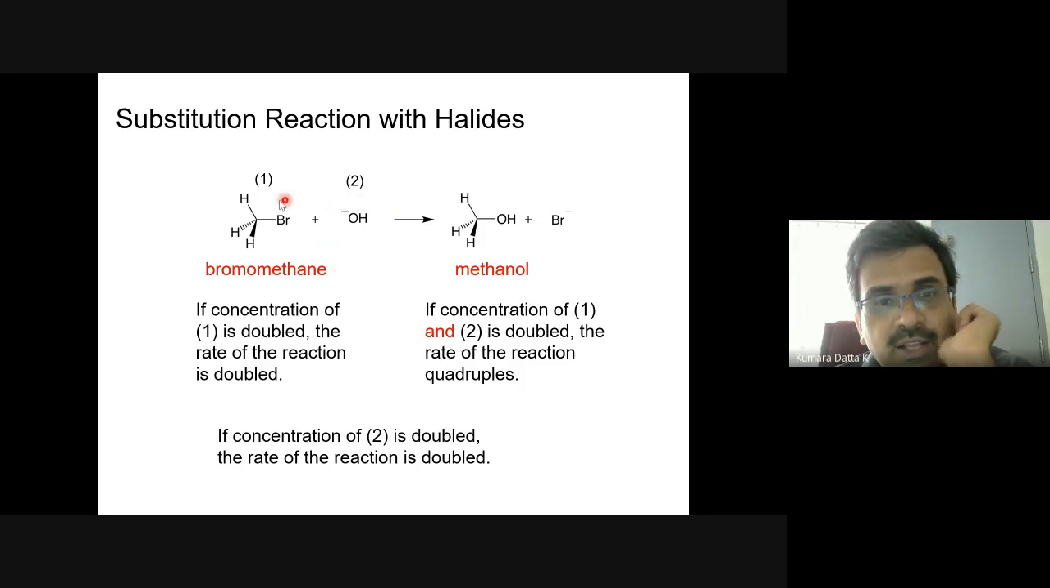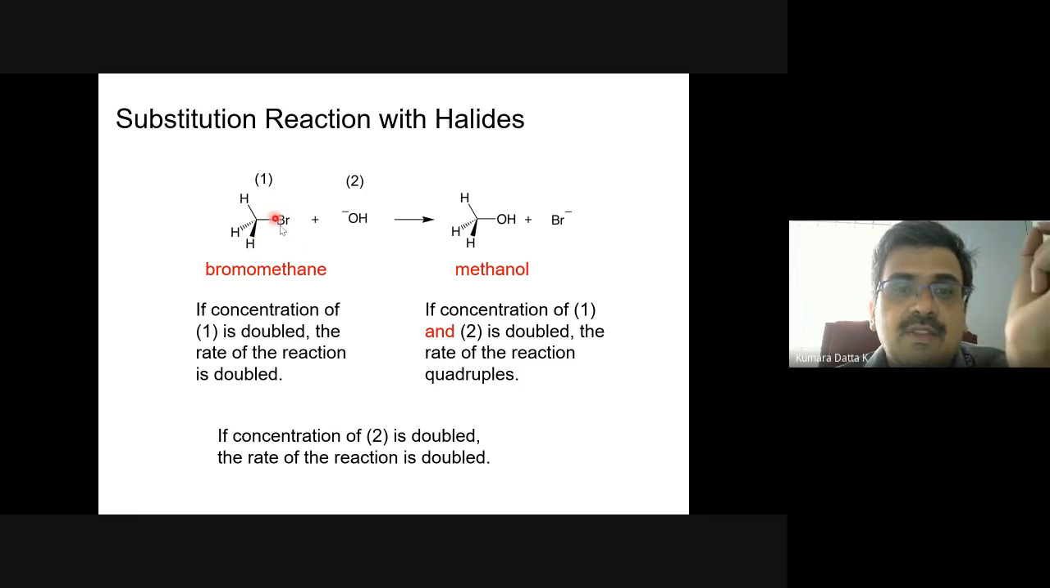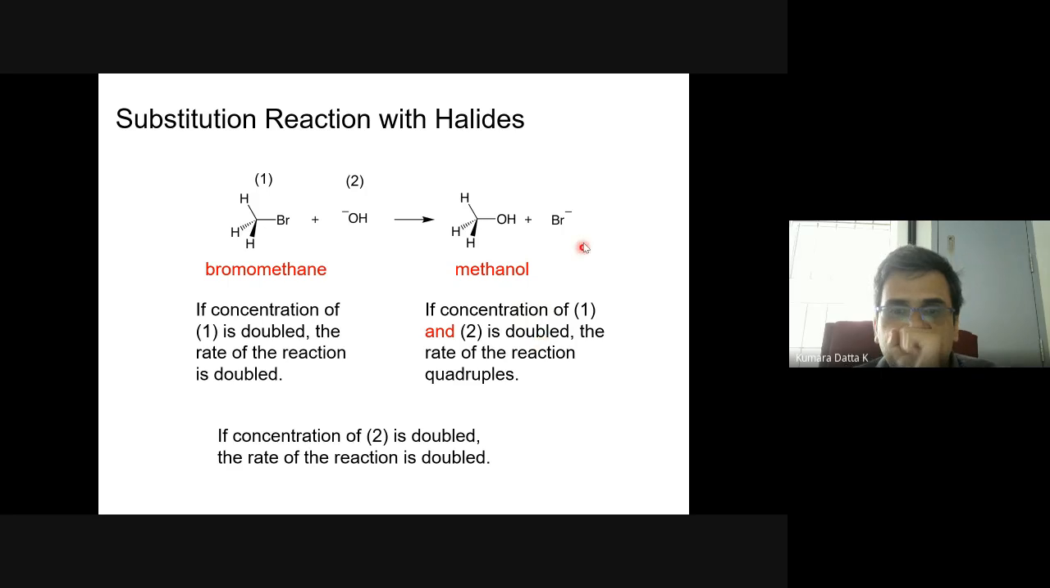Here also, if you double the concentration of bromomethane, the rate of the reaction doubles. Means if you take 2 times, then the rate of the reaction increases to 4 times. So, which means there is a dependence of the incoming nucleophile with bromomethane, which means we are looking at dependence of both substrate and nucleophile.